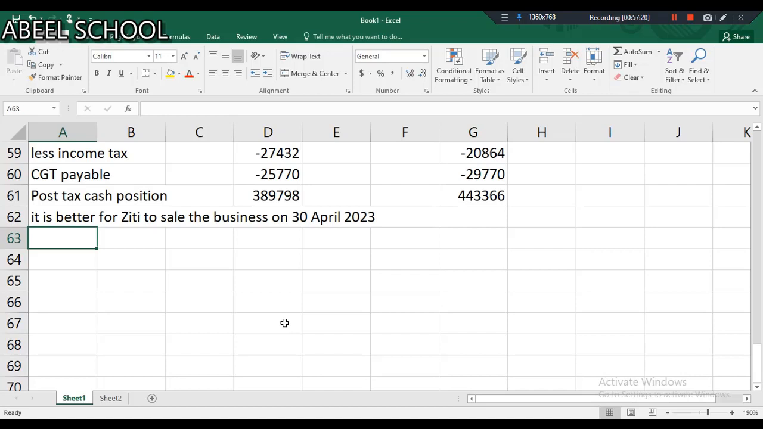For inheritance, let me try. Since the father has given the entire business to ZT as a gift, in inheritance tax 100% BPR was available. Now listen carefully. At the time of the death of Ravi, if ZT still owns the business, then there will be no inheritance tax due to 100% availability of business property relief, BPR.